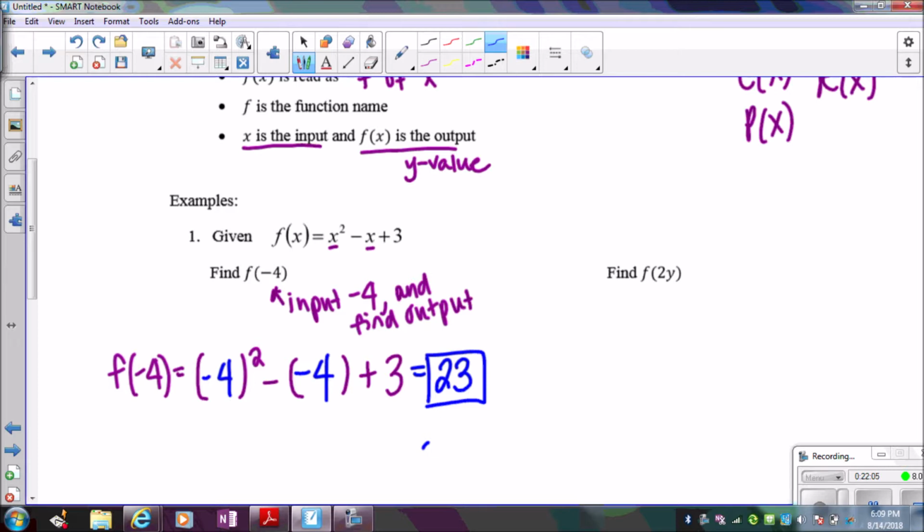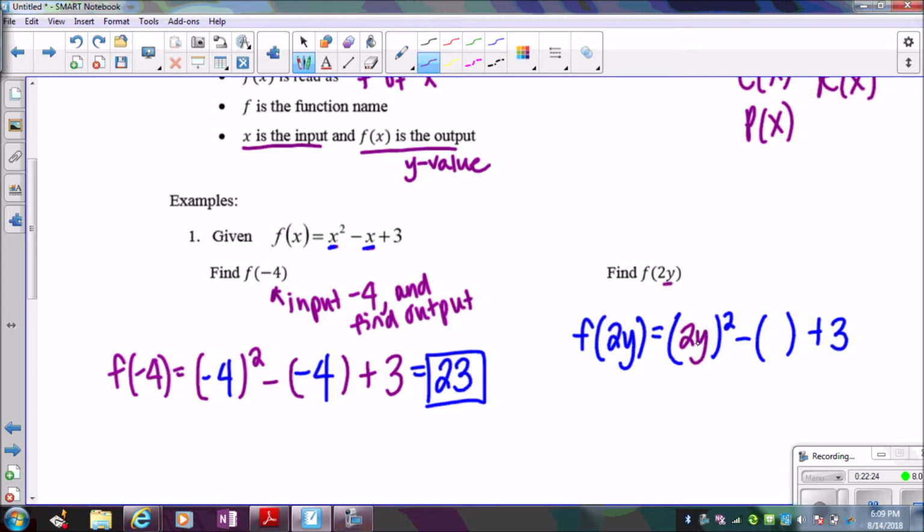If you look at the next one, now you have a 2y. So I'm going to do the exact same thing. So f of 2y just means when I go to write this, again, my input, so it's going to be x squared minus x plus 3. Well, now I'm going to replace it with my input. So 2y goes into the parentheses, and then we have to evaluate this. So 2y squared is really going to be 2 squared, so 4y squared, minus 2y plus 3. I don't have any like terms, so that's really as far as I can go with it. So I'm just going to leave it like that.